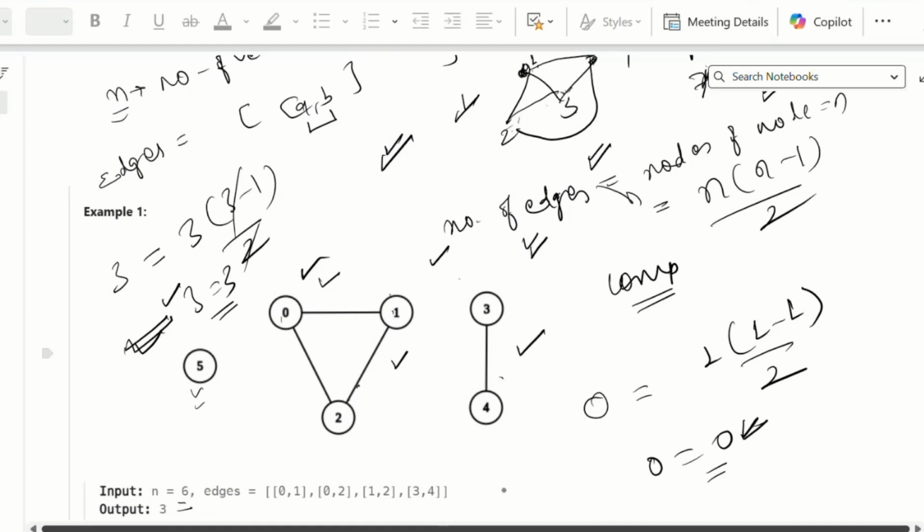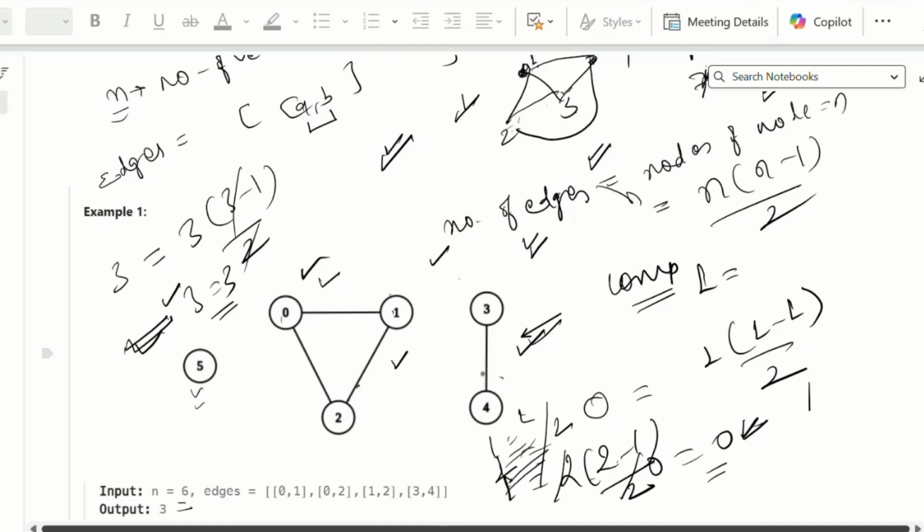Now coming to this one, the number of edges equals 1 and the number of nodes is 2. 2 into 2 minus 1 divided by 2. Wait a minute, sorry: 2 minus 1 is 1, and the 2 cancels the 2, so 1 equals 1. So yes, this is also a complete connected component. So there are 3 complete connected components, and we can return 3.